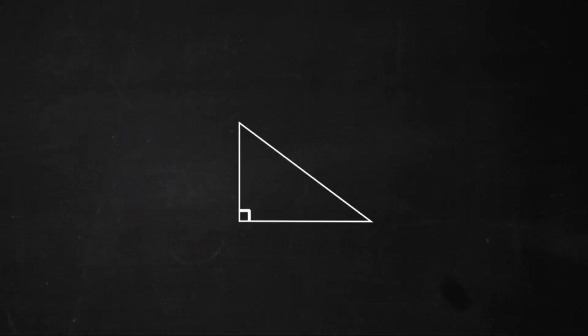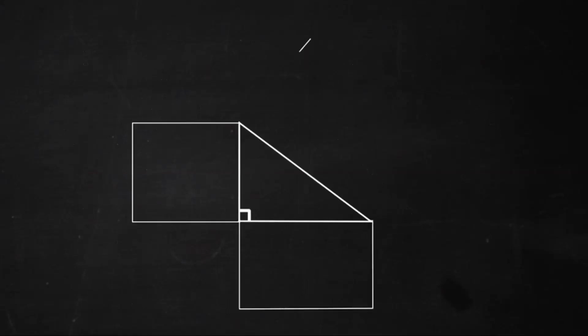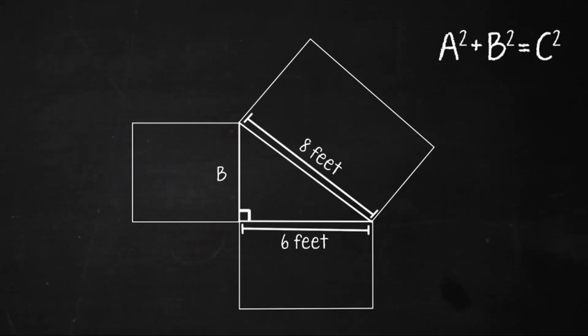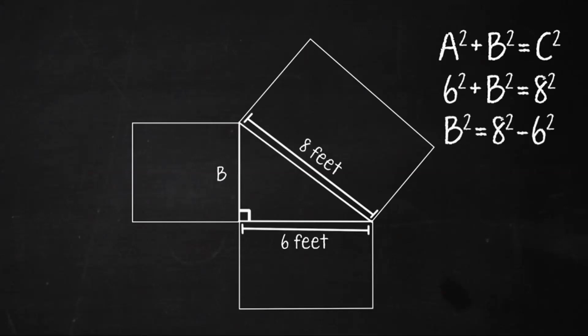First, let's determine which sides we know we have dimensions for. For this right triangle, one leg, side A, is 6 feet. The hypotenuse, side C, is 8 feet, and we do not know the length of the other leg, side B. Our equation is a squared plus b squared equals c squared. So, our equation is 6 squared plus b squared equals 8 squared. We can also write this as b squared equals 8 squared minus 6 squared.